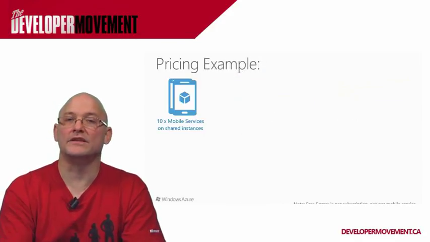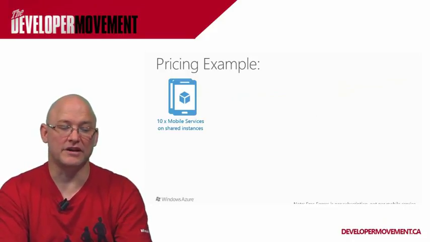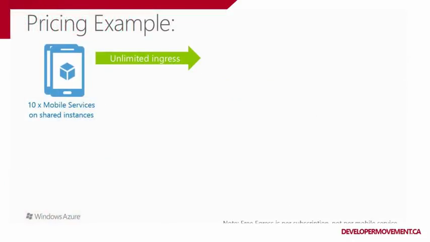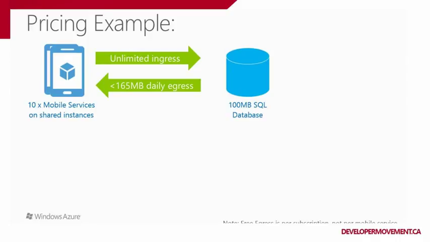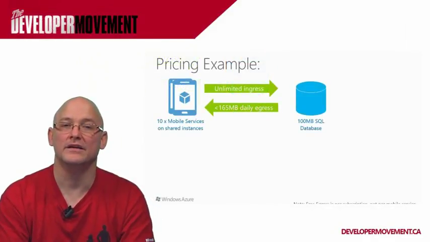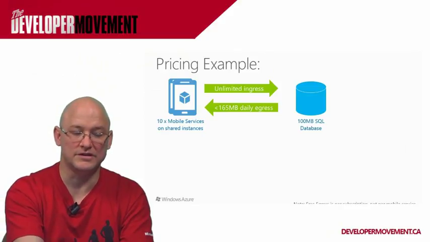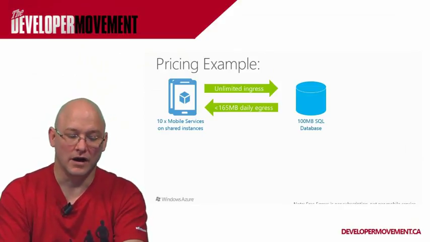So, for example, if I have 10 mobile services on shared instances, I get unlimited ingress. That means I can download as much data to my 100 megabyte SQL database as I want, until my database is full. Now, I have under 165 megs of data going out from my database out to my Azure mobile services, either on phone or on Windows 8.